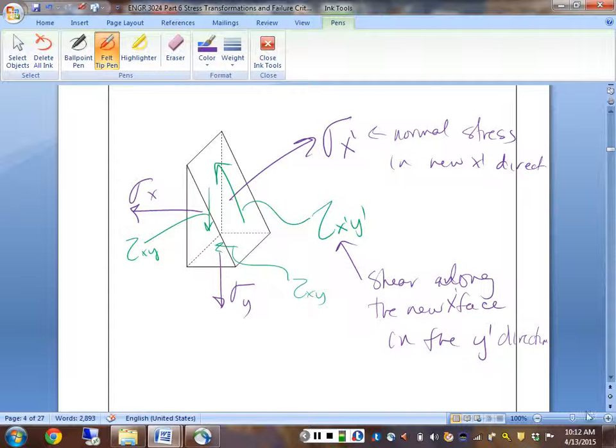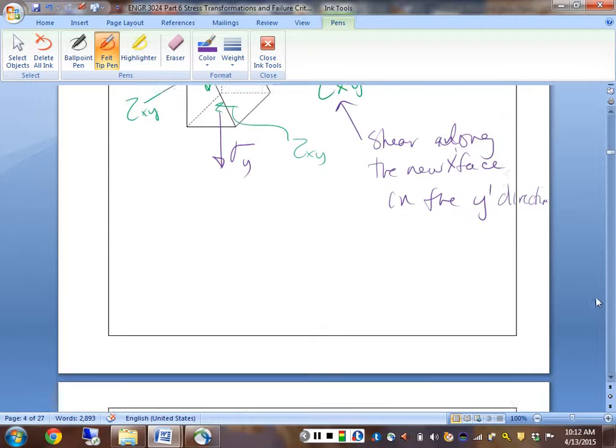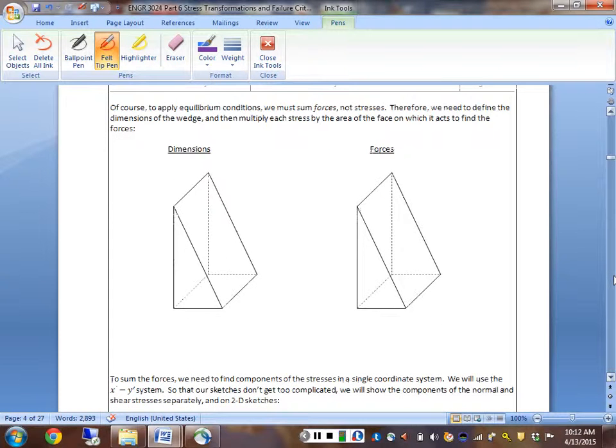Okay? What do you do a statics problem with? What do you need? You need the sum of the forces. This picture has what on it? Stresses. How do we get from stress to force? Multiply by area. So we need some geometry on our little wedge, because force is stress times area.